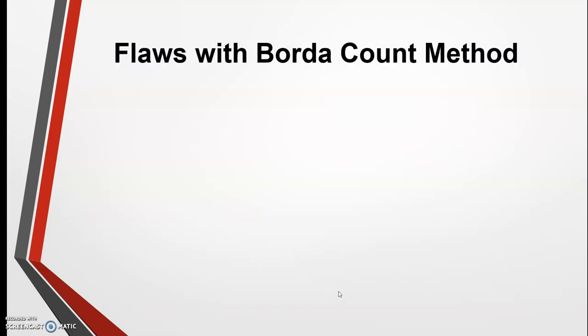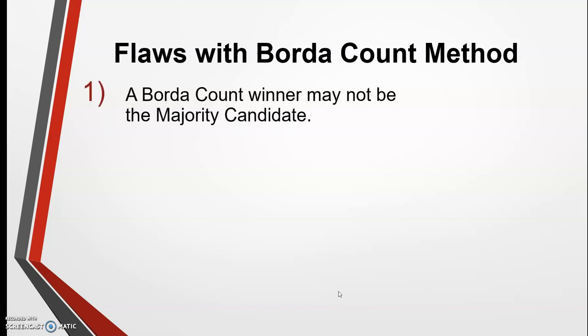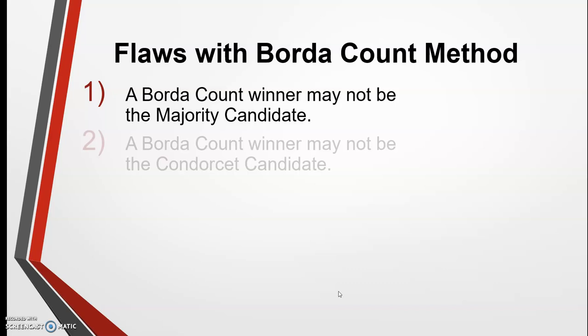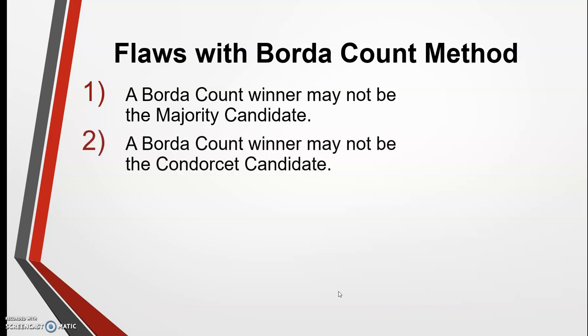All right, so just like with the plurality method, the Borda count method does have flaws. The first one being that the Borda count winner may not be the majority candidate. And so you can imagine that if we have a majority candidate, we would assume that they would win the election. So we're going to find out that isn't always the case with the Borda count. The Borda count winner may not be the Condorcet candidate. So again, just because they win the Borda count doesn't mean they're a Condorcet.